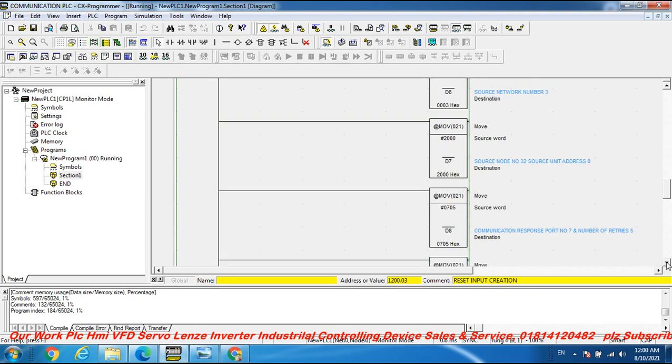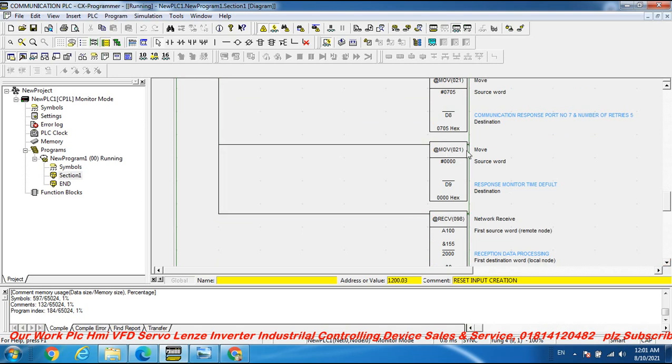And friend, at the rate of move #0705 as source word, and this data is stored in D8. 07 is the communication response port number 7, and 05 is the number of retries, 05.